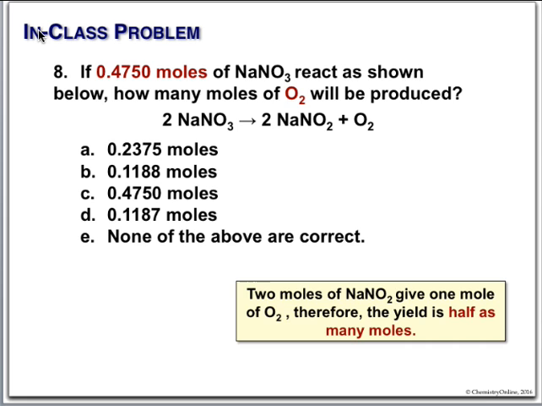Right? So if we have 0.475, half of that is 0.2375. Half as many moles. Yeah, that's half of it. Divided by 2. Two moles here, 1 mole there, divided by 2. That's all you have to think about.